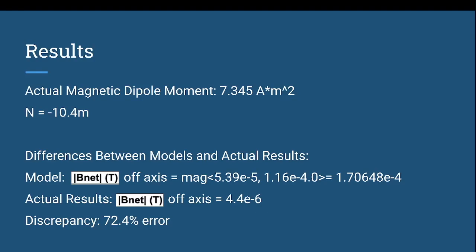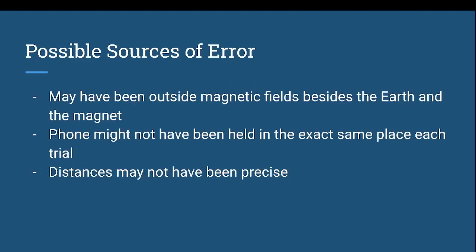Using GlowScript, we found that the magnitude of the net magnetic field off-axis was 1.706 times 10 to the negative 4, but compared to the results that we found in lab, we found that the net magnetic field off-axis is 4.4 times 10 to the negative 6 Tesla. This is a 72.4% error, which is a pretty big discrepancy.